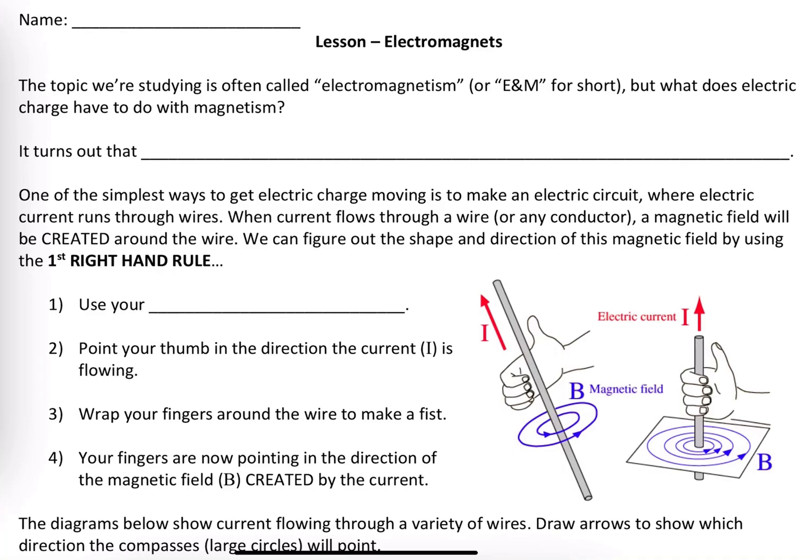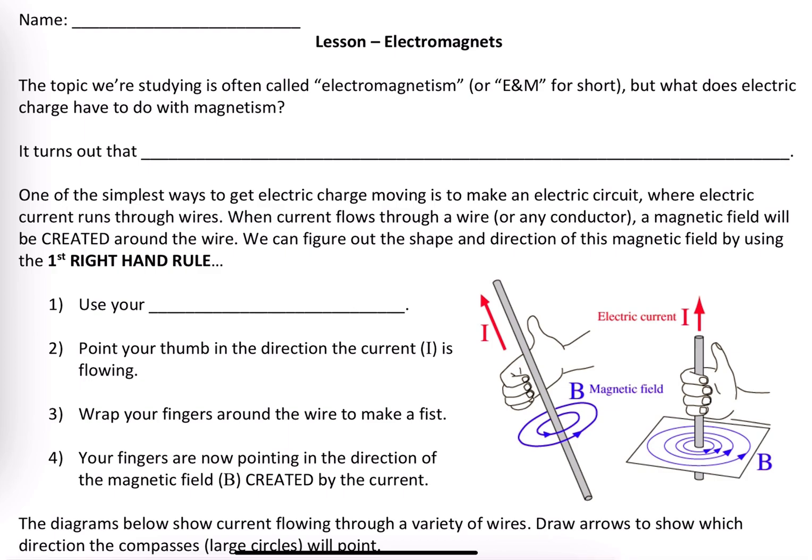The topic we've been studying is often called electromagnetism, or just E&M for short. But at this point, we've really just been looking at the magnetism part. It's not clear so far what electricity or electric charges have to do with magnetism, if anything.